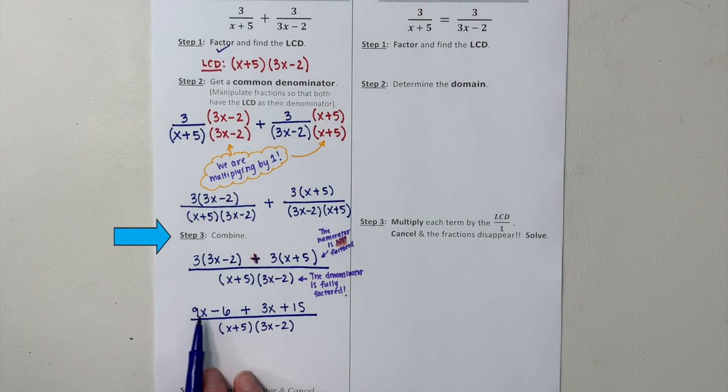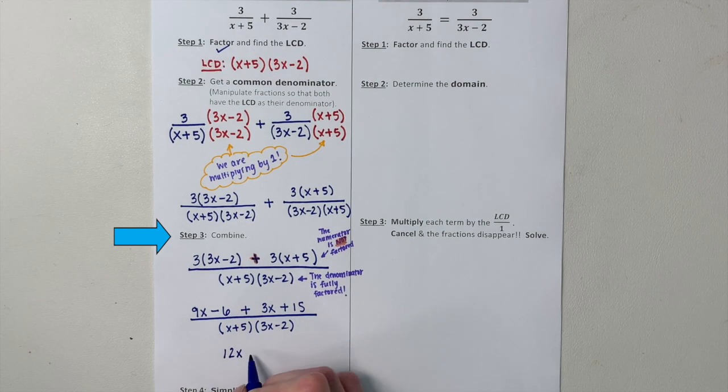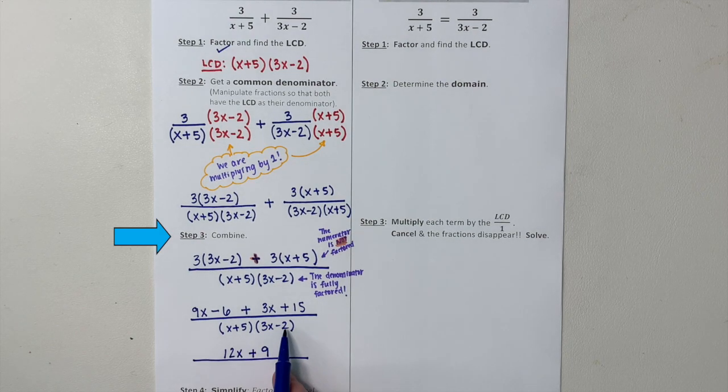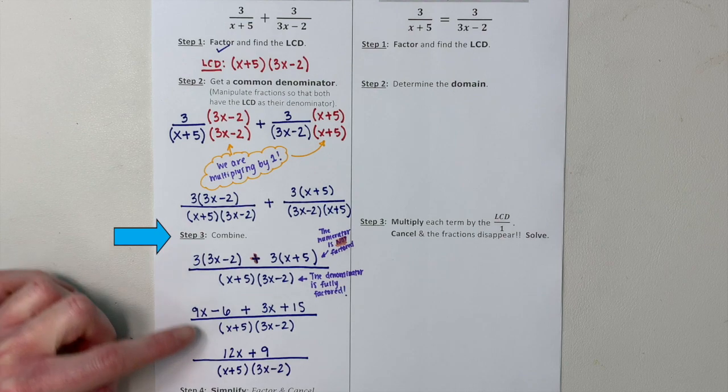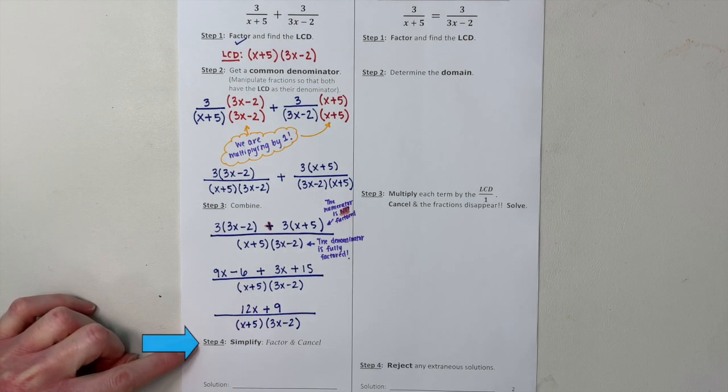Now, let's simplify the numerator by combining like terms. We can take 9x plus 3x to get 12x, and negative 6 plus 15 to get positive 9. And then again, I'm just going to copy down the denominator, leaving it exactly as is. Now that we've worked on the numerator and simplified it as much as possible, we can move on to step 4, where we factor our numerator completely and then see if we can cancel.